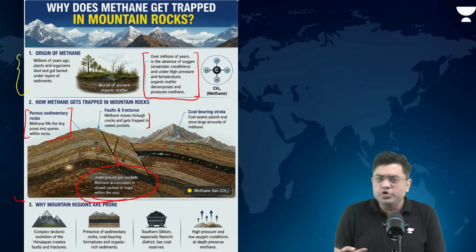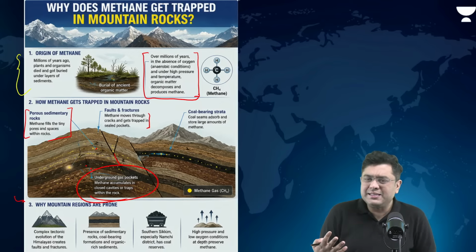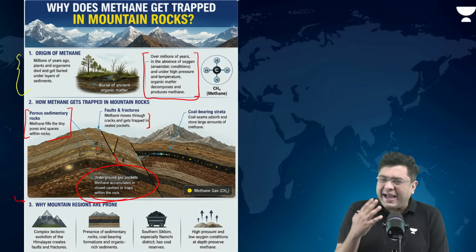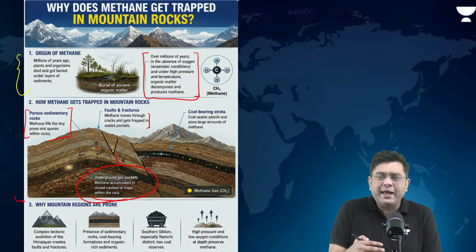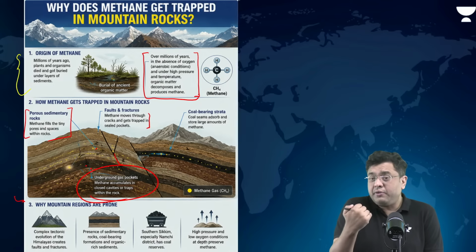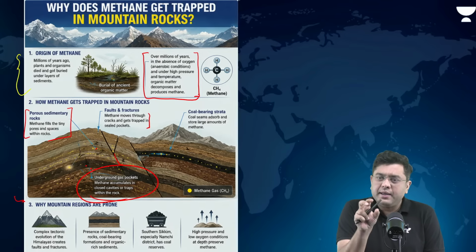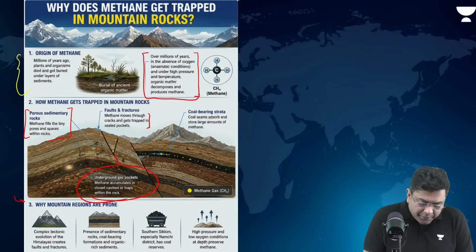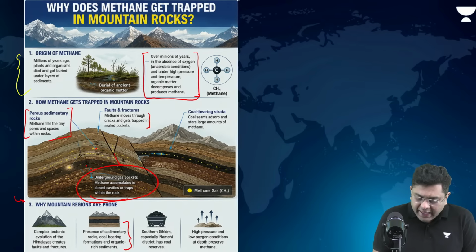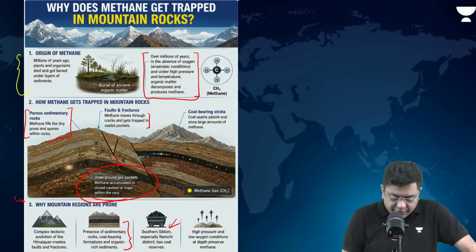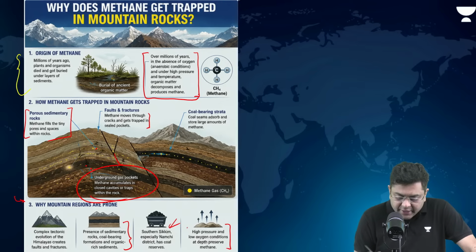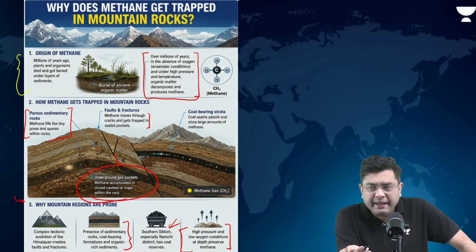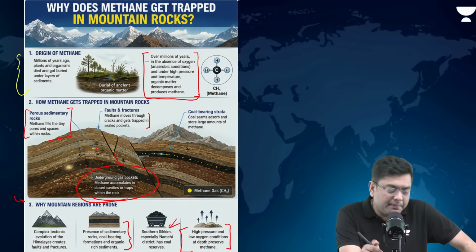Complex tectonic evolution. Himalayas are tectonically unstable. It is a region of an active fault zone as well. As it is increasing in height, the faults are deepening. Gas pockets are also accumulating. Now, presence of sedimentary rocks, and southern Sikkim, particularly Namchi, has the coal reserves. High pressure and low oxygen conditions end up producing that methane.